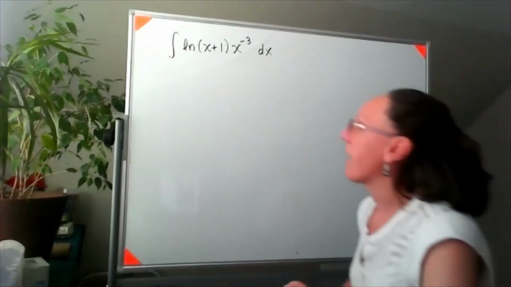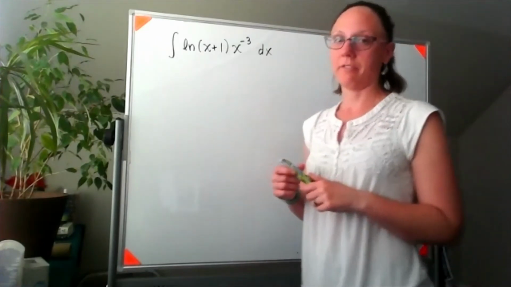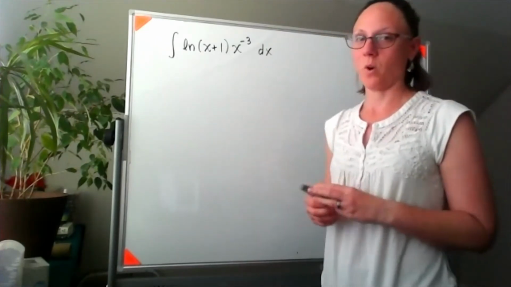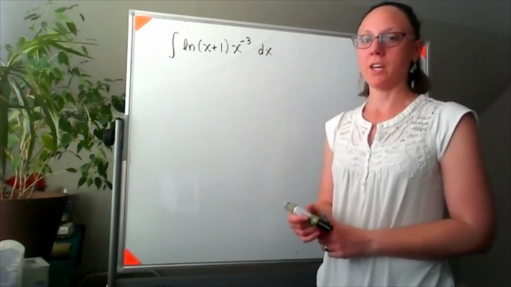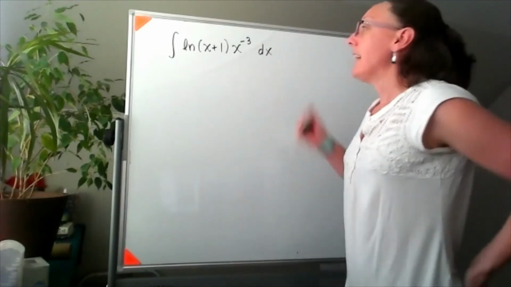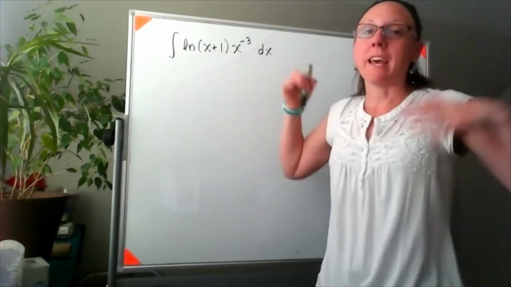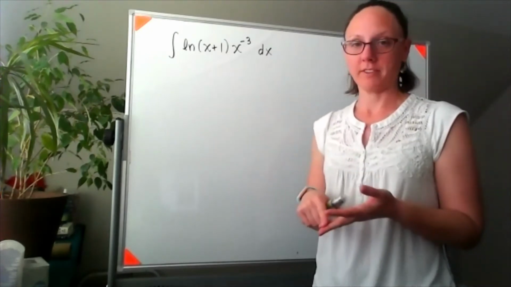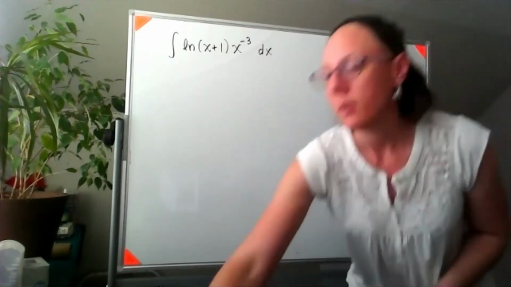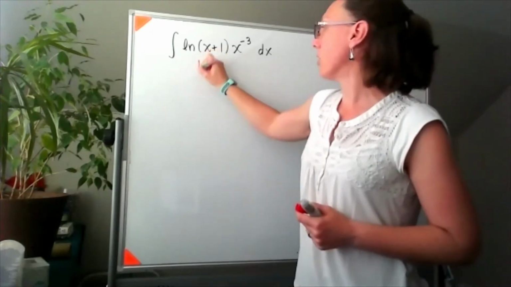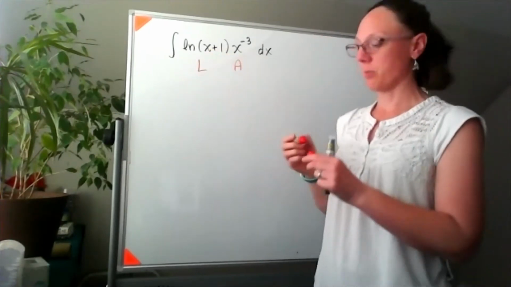I'm looking at the integral of the natural log of x plus 1 times x to the negative 3 dx. So I'm going to walk up to this problem and say, is it algebra, trig, or a mixture of stuff? Well, it's a mixture problem because I've got a mixture of logs and algebra.